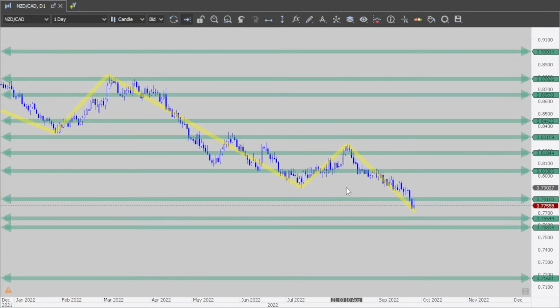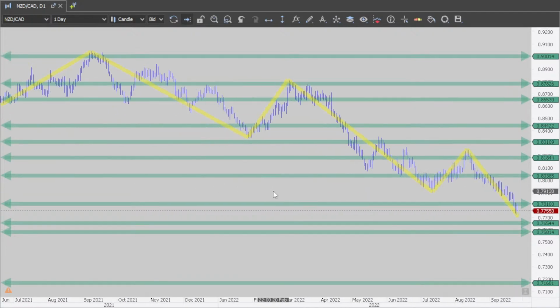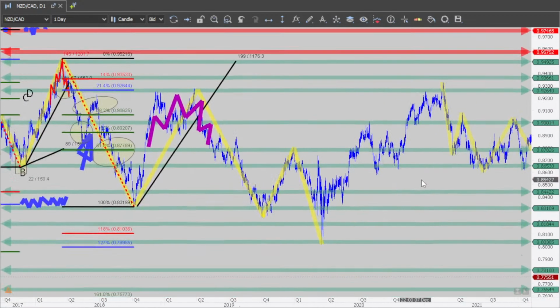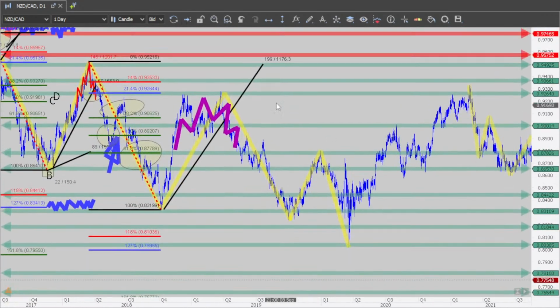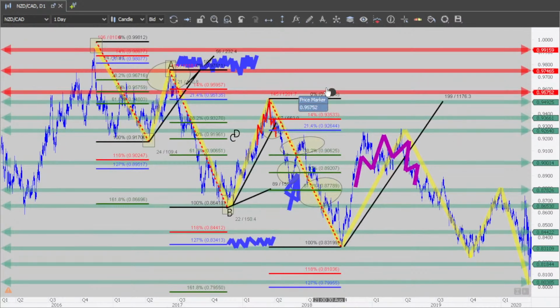Today it's Tuesday. Should we try to sell or should we try to buy NZD-CAD? We're going to start with the daily chart. We're also talking in general, right? Not sure if this is the correct one. Oh, this is from yesterday, right?